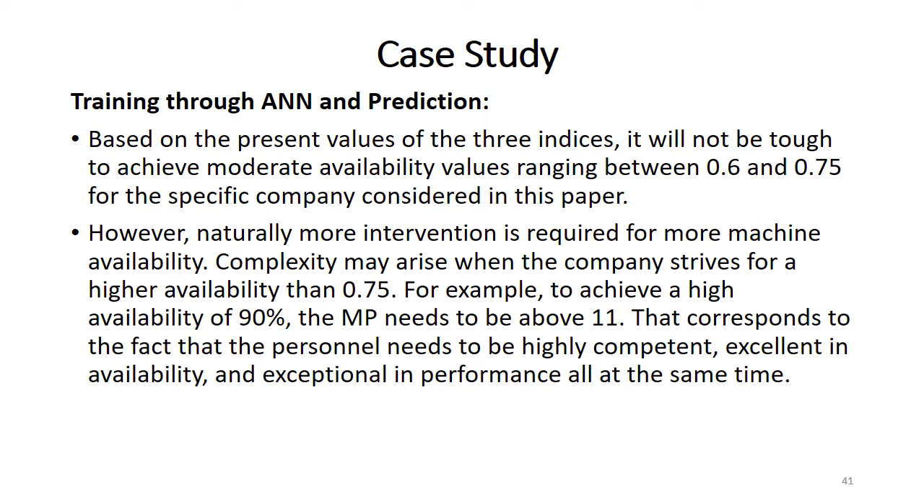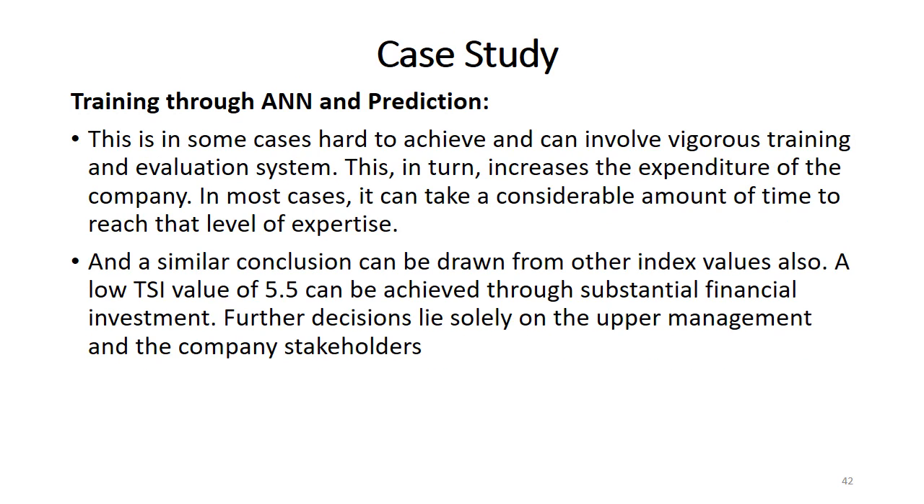For example, to achieve a high availability of 90%, the maintenance personnel index needs to be above 11. That corresponds to the fact that the personnel needs to be highly competent, excellent in availability, and exceptional in performance at the same time. This is in some cases hard to achieve and can involve vigorous training and evaluation system, and a similar conclusion can be drawn from other index values also.